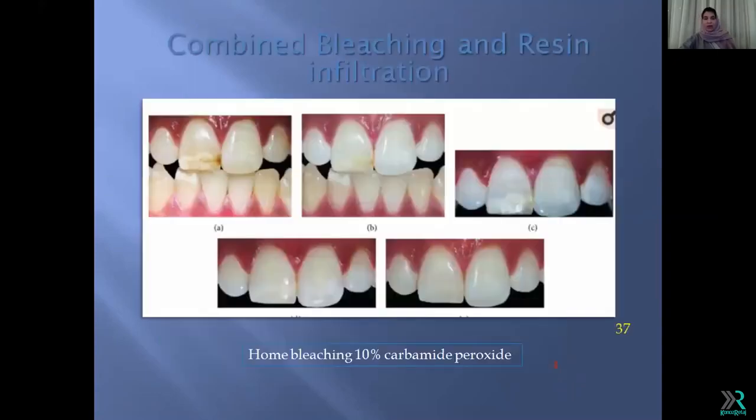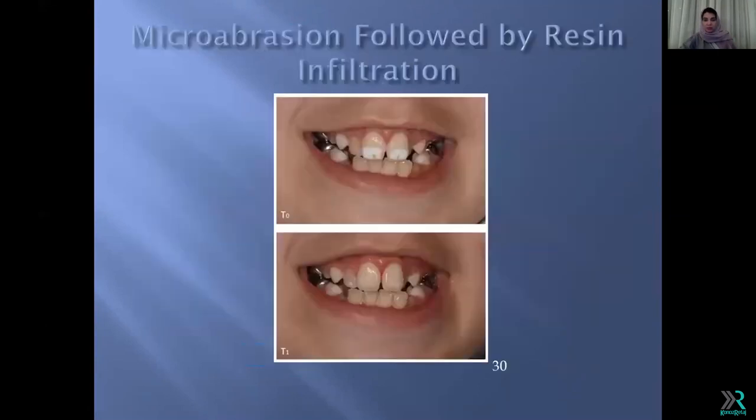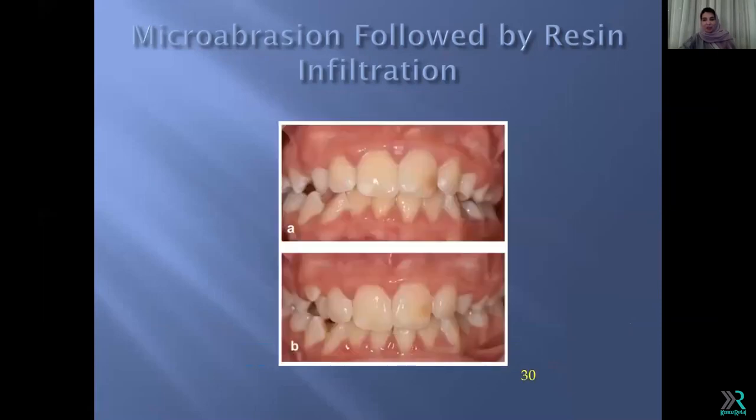Here's a case of combined bleaching and resin infiltration. Another case that used combined microabrasion and resin infiltration in the maxillary permanent central incisors. Another case that used microabrasion followed by resin infiltration on both maxillary central incisors, but on the left side it also needs composite to improve the aesthetics.